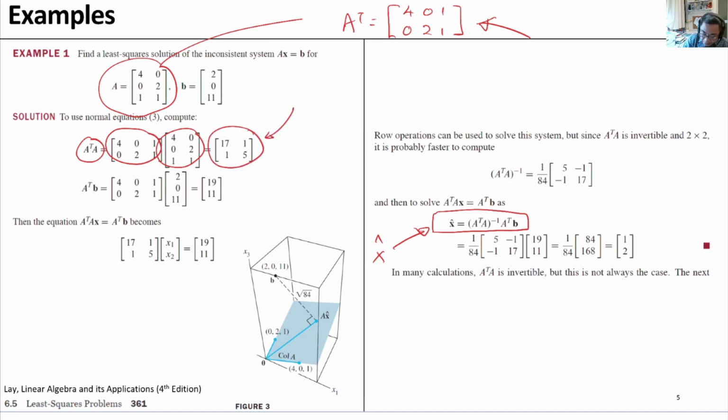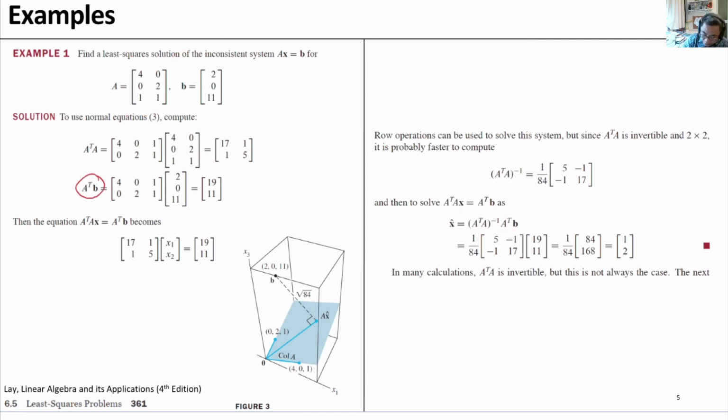In this case, A is a 3 by 2 matrix. A transpose A would be a 2 by 3 matrix multiplied by a 3 by 2 matrix, giving us a 2 by 2 square matrix. A transpose B is a 2 by 3 matrix for A transpose, and B is a 3 by 1 vector. Therefore, it will result in a 2 by 1 vector, as shown here.